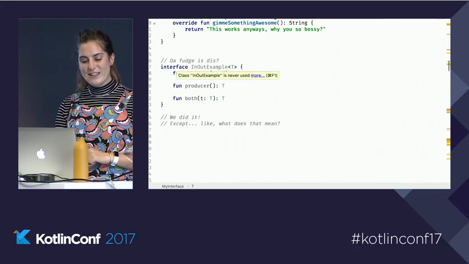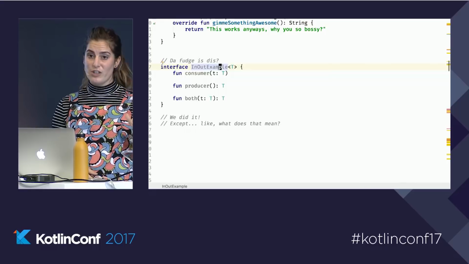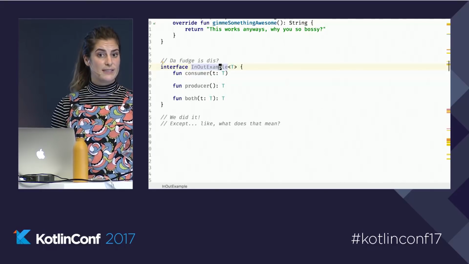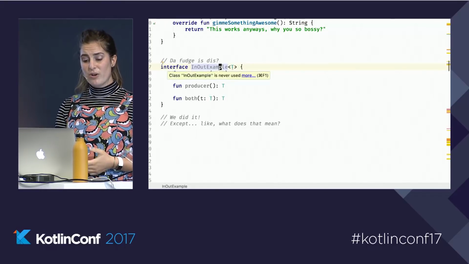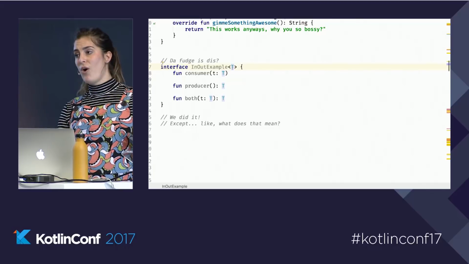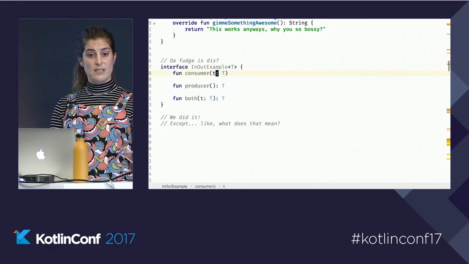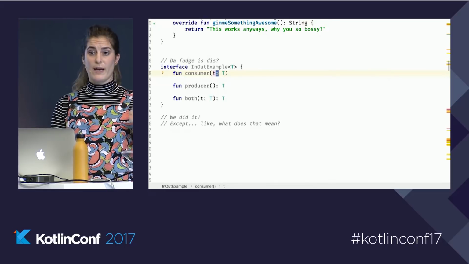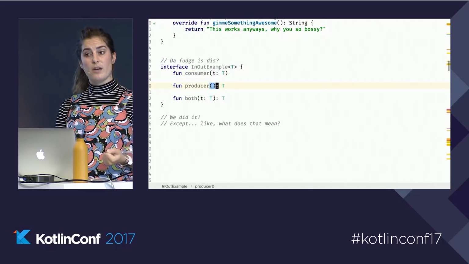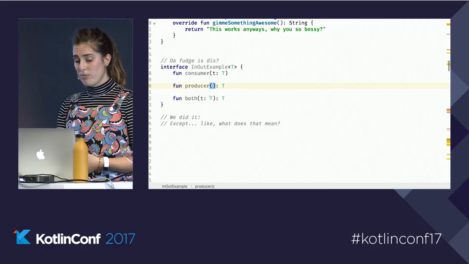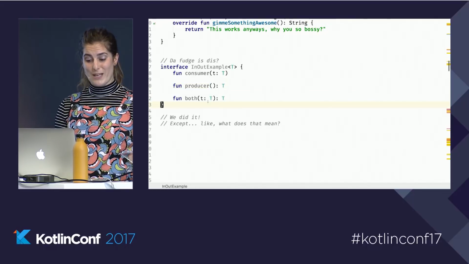Well, I've provided this little sample playground for you if you, like me, were wondering what the heck is up with out. So here I have T. The only thing that matters about this example is that in one case, I'm using T in a consumption role. I'm passing it in as an argument. In another, I'm returning it in a producing role. And in the third, I use it in both cases.